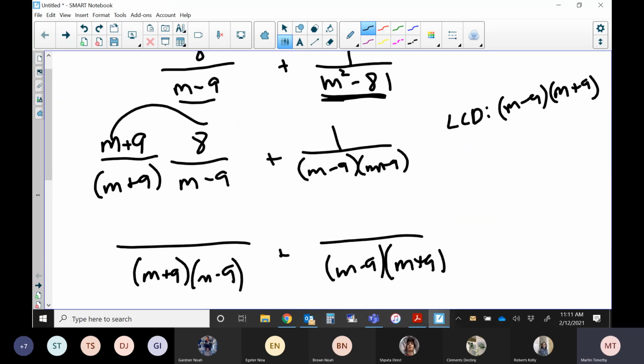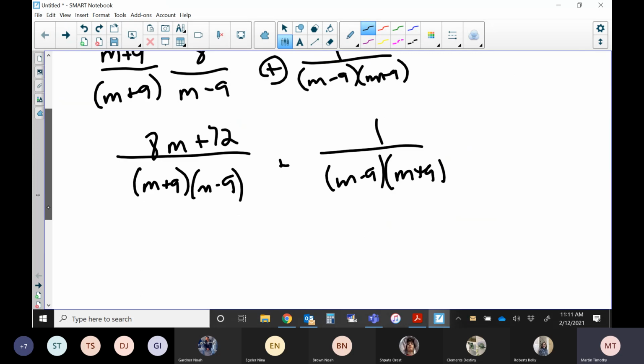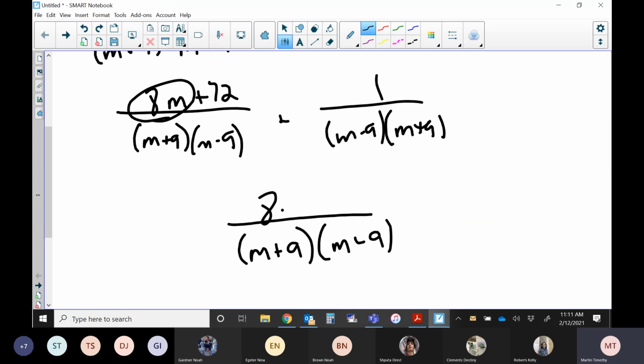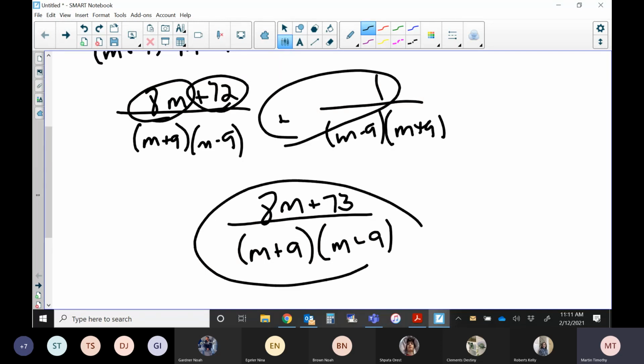Distribute this out, 8m plus 72 plus, there was nothing that was here, so that stays the same. Now the whole purpose of this is combine the tops, keep the bottom, so m plus 9, m minus 9, and then 8m doesn't have anything combined with, so it's just 8m, and then 72 plus another one is 73, and there's my final answer. Questions on number 2?